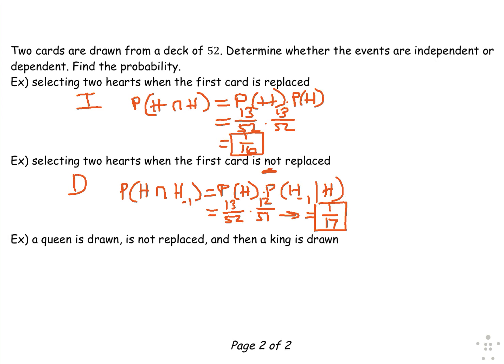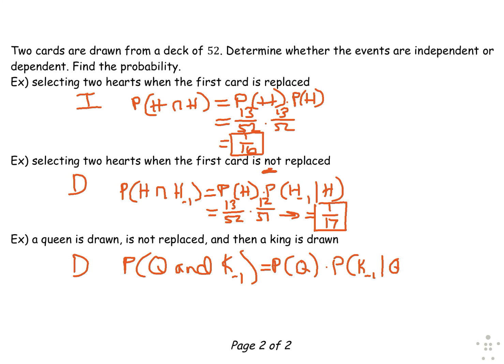In the last problem, a queen is drawn, is not replaced, so I'm thinking dependent probability, and then a king is drawn. Yeah, this is dependent again because we're not replacing the card. That affects the probability for the second pull. So the probability of drawing a queen and then a king without replacing the first card is equal to the probability of the queen draw times the probability of picking a king, given that a queen has already been chosen and selected and not put back. Probability of a queen.